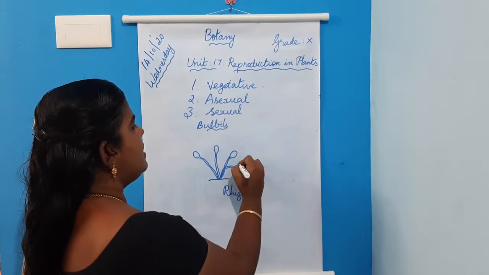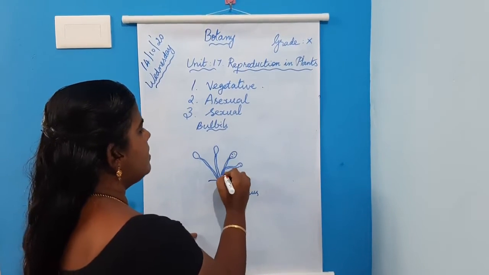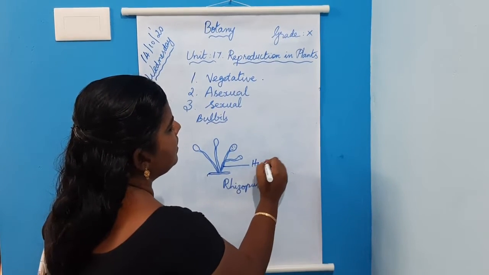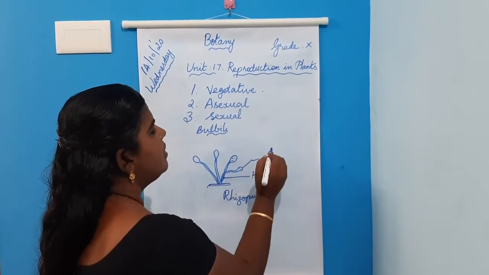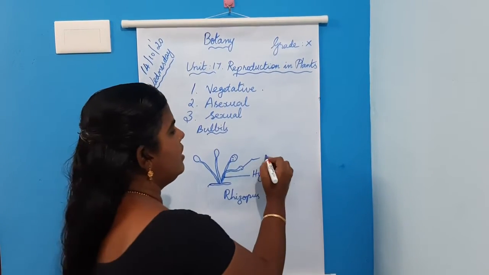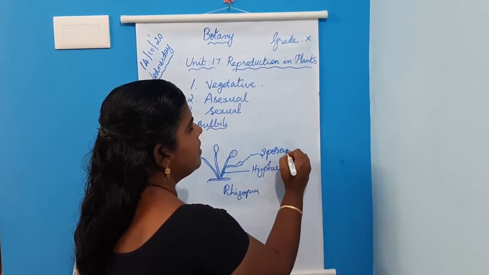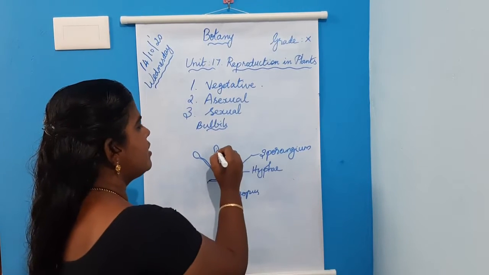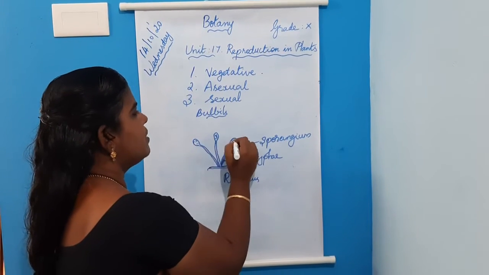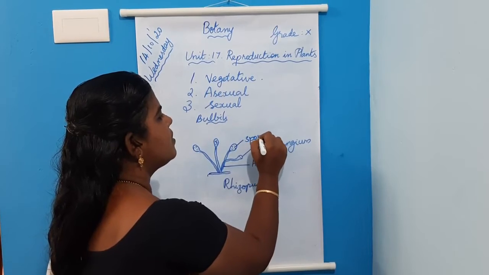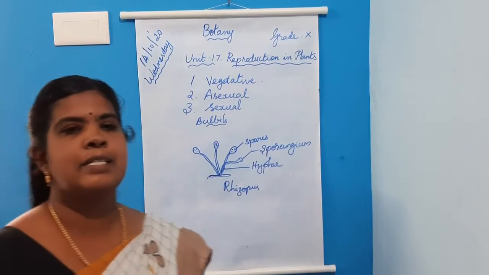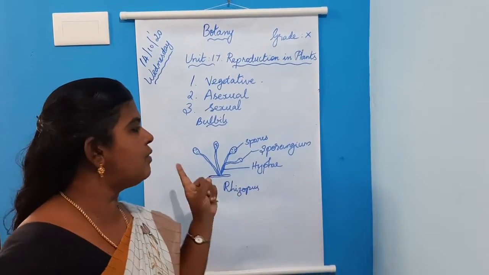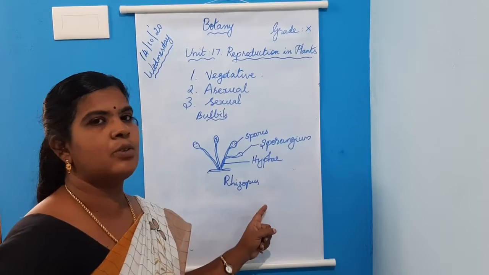The plant body is called mycelium. It is made up of the filamentous structure called hyphae. These hyphae bear a spore bearing structure called sporangium. The sporangium encloses spores. So asexual reproduction takes place by means of spores in certain fungi, for example Rhizopus or Mucor.